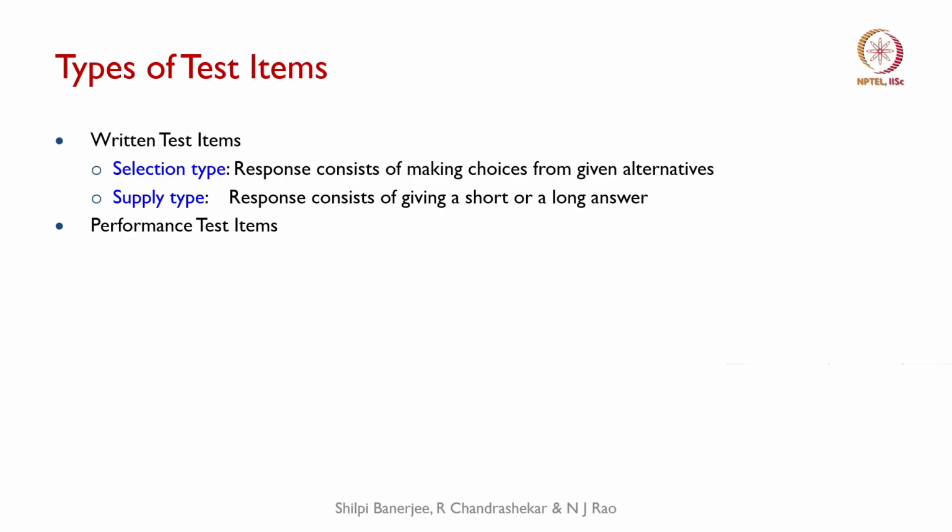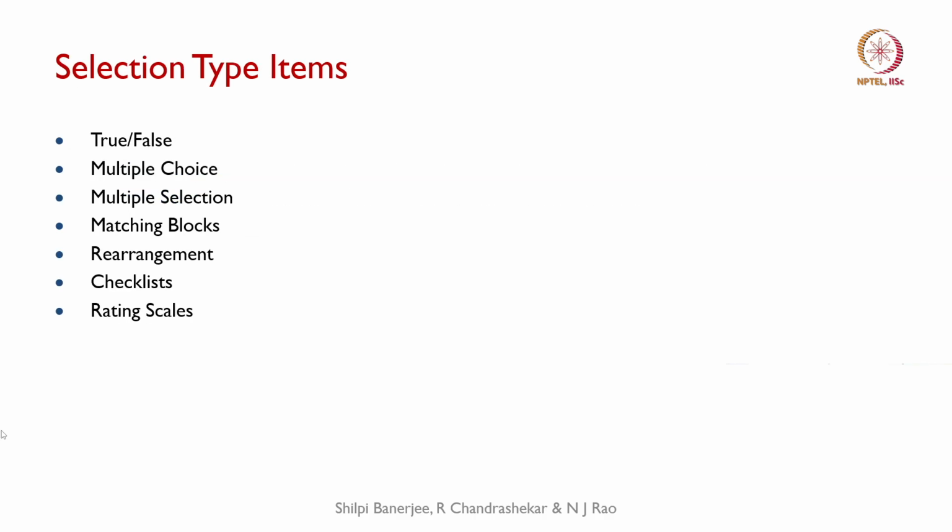Written test items, generally by and large, will have unique answers. For example, selection type, a response consists of making choices from some given alternatives. Then you have supply type of items. Let us look at what are the selection type. Whether a given statement is true or false, or you have multiple choice.